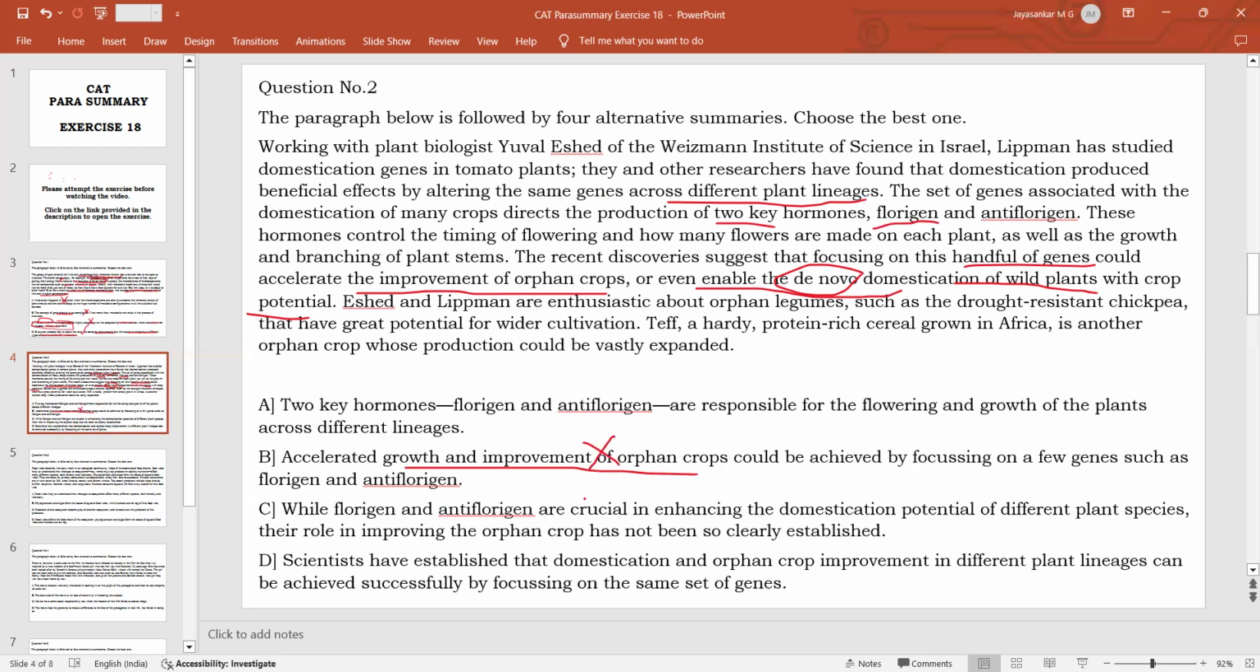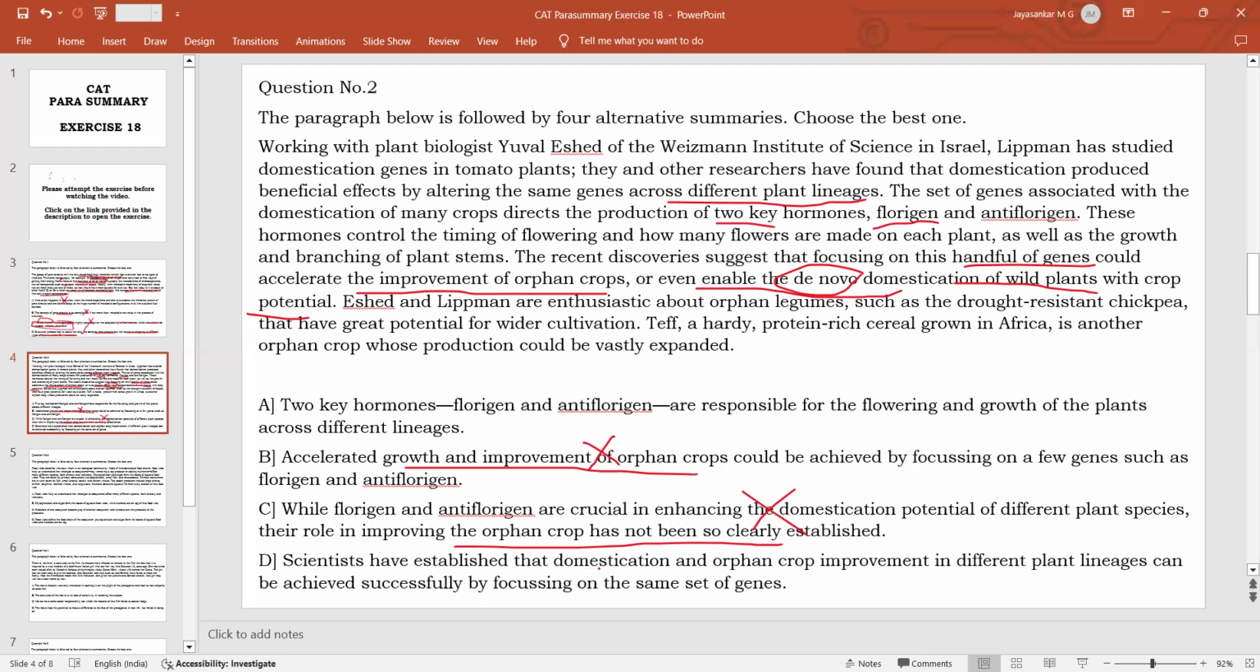Option C, while florigen and anti-florigen are crucial in enhancing the domestication potential of different plant species, their role in improving the orphan crop has not been so clearly established. So this is very clearly contradicting the passage by saying that only in the domestication potential these two hormones are effective, whereas in improvement of orphan crops it is not effective. Whereas the passage very clearly says that both in domestication and in improvement, these two hormones are very much effective. Very clearly contradicting, so you can ignore it.